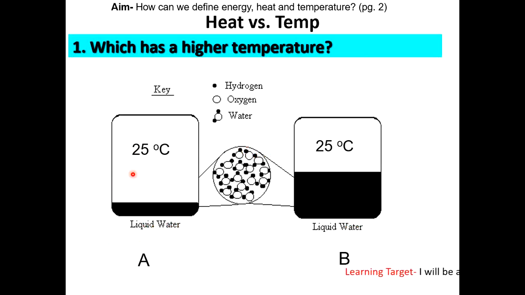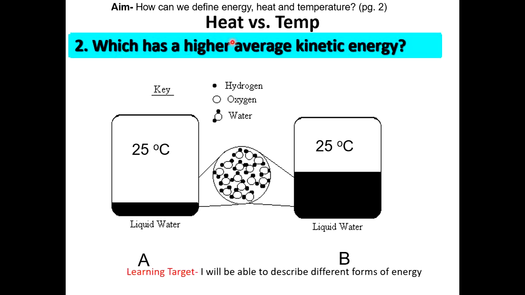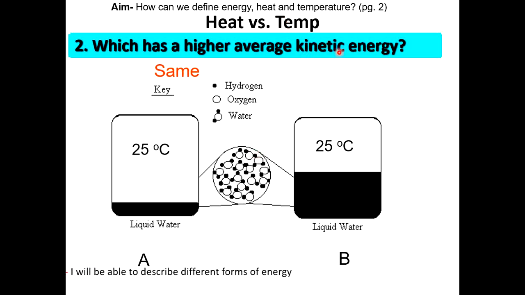Here we have two containers of water. Which has a higher temperature? They both have the same temperature. They are both 25 degrees Celsius. Which has a higher average kinetic energy? The answer, they have the same, because average kinetic energy means temperature. So they both have the same temperature, therefore they both have the same average kinetic energy.